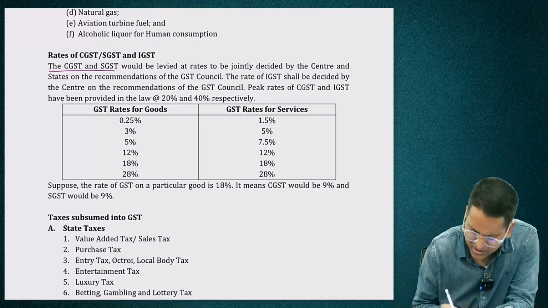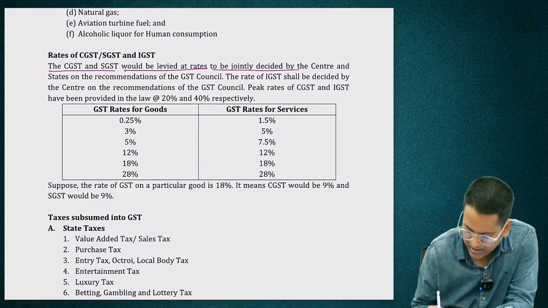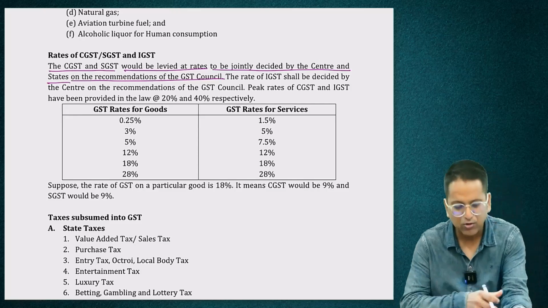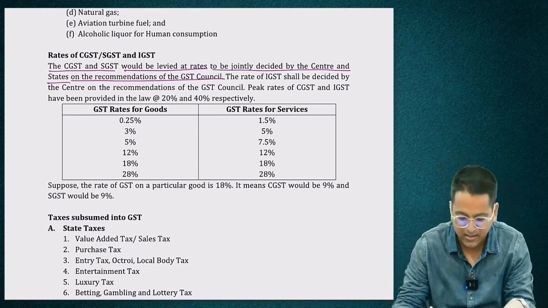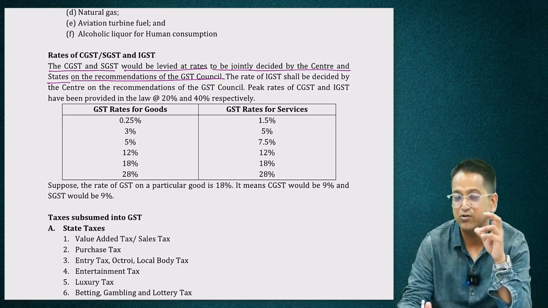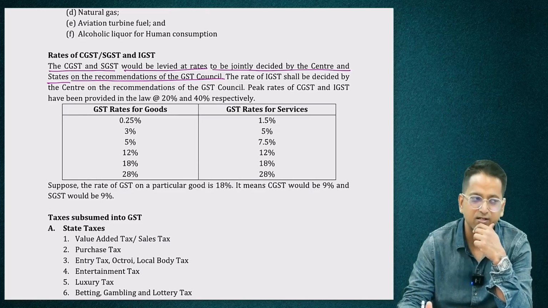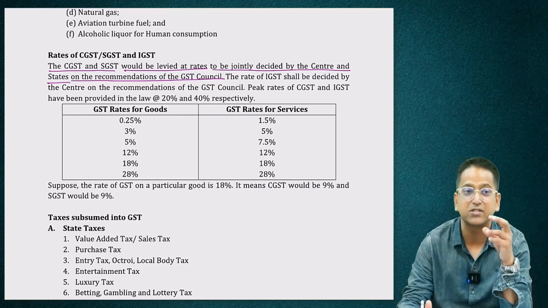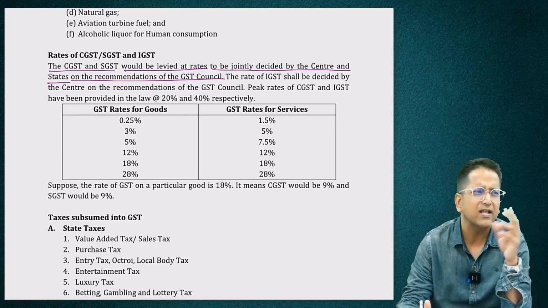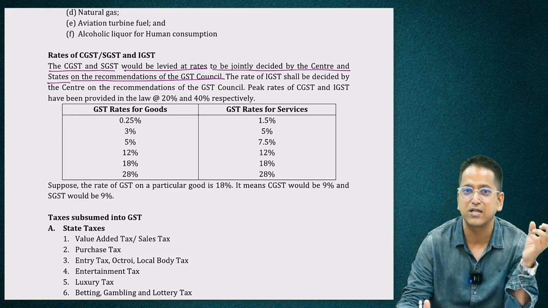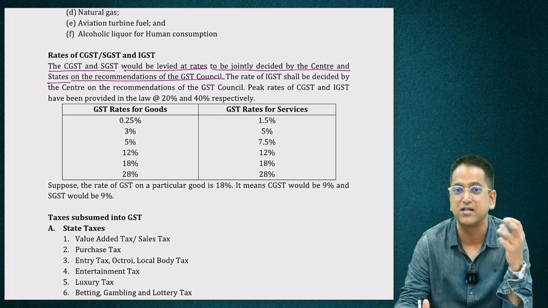The CGST and SGST would be levied at rates to be jointly decided by the center and states on the recommendation of the GST Council. So guys, who decides the GST rates? The GST Council decides, and who is on the GST Council? The central government and the state government both. Right? After the next 1 or 2 classes, you will also learn about the GST Council. You must have been hearing in the news that the GST Council meeting was there, and this decision was taken in the GST Council meeting.